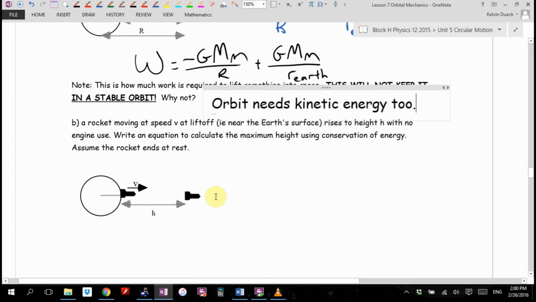What does B want me to find? Height. Does it want me to find how much work? No. Is there a change in height? Is there a change in speed? Is there a yucky changing force? Conservation of energy, but cosmic. I'm going to start out like this.